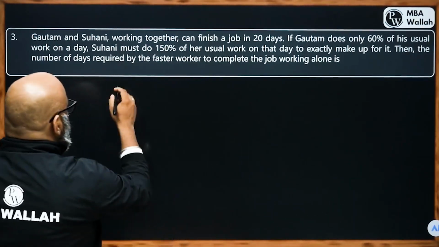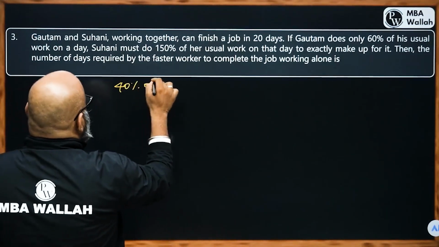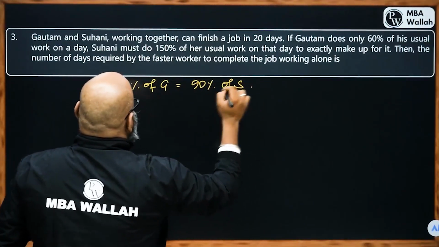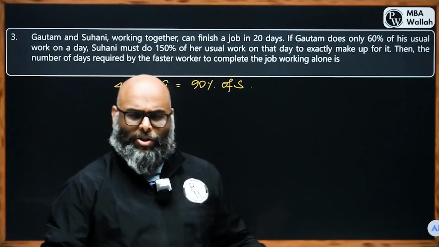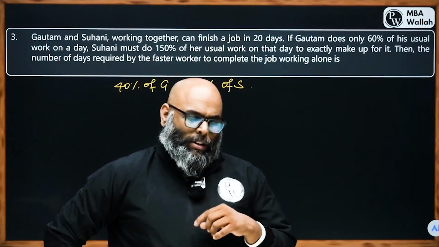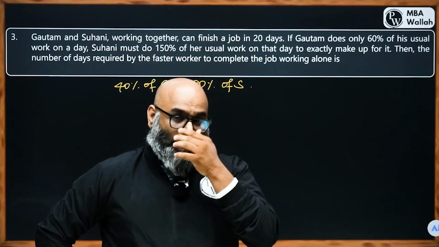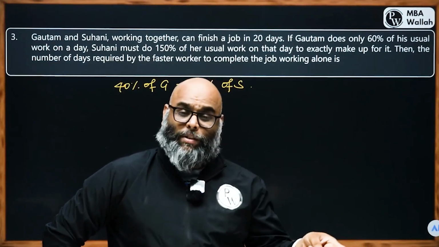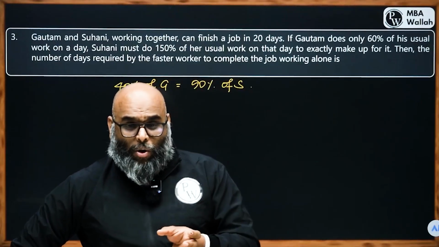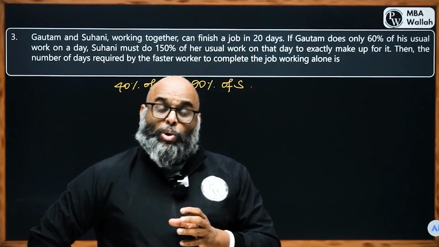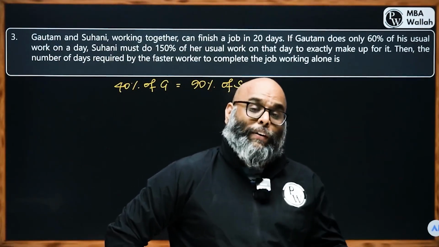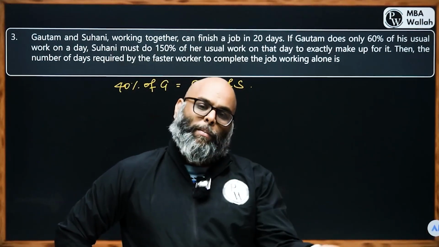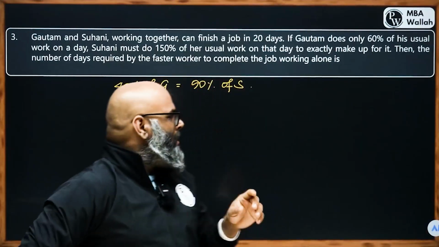Or from here we can say 40% of Gautam is equal to 50% of Suhani. Think about it that way straight away. Gautam plus Suhani for 20 days is the task. If Gautam works at 60% efficiency, Suhani has to do 150% of the efficiency. Gautam does not do 40% of his work. Suhani does 50% extra of her work, or simply equating them both, 40% of Gautam is equal to 50% of Suhani. This is by logic.